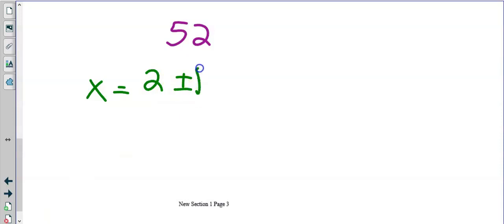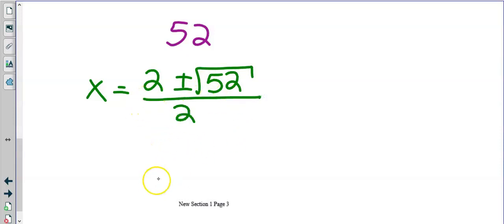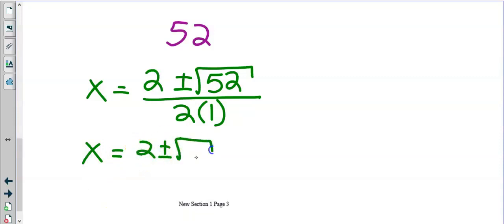Plus or minus, we already know this number, 52. That's our discriminant. All over 2 times, what was our A? A is 1, so it's 2. All right. So this is what we're looking at now. If you do the multiplication on the bottom real quick. All right. So before you finish, though, we need to do some simplifying. The first thing you're going to check out is your radical.